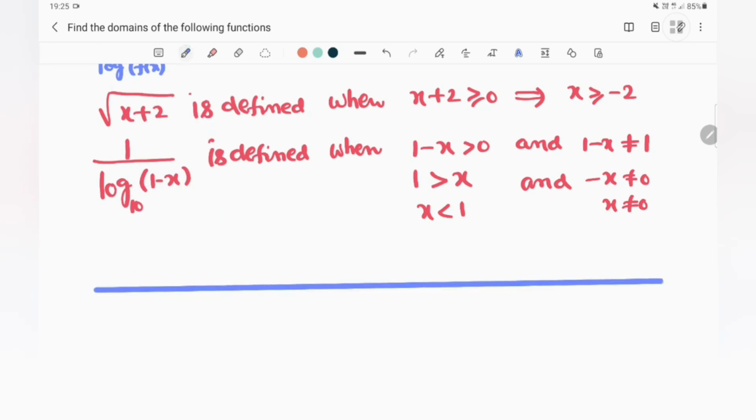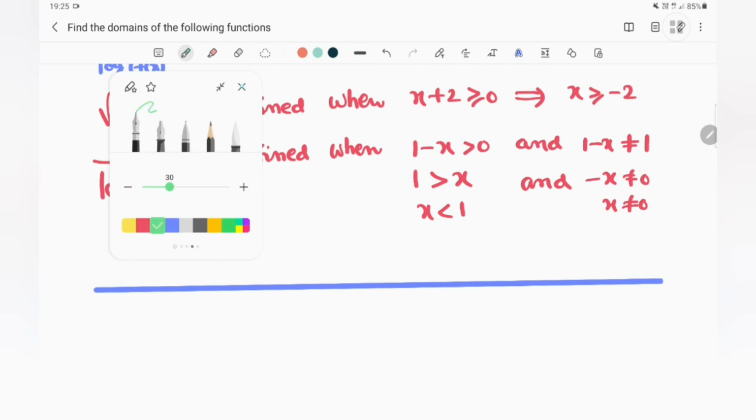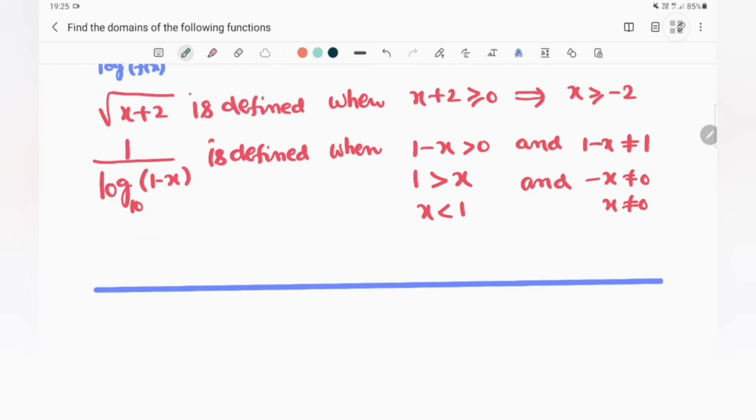This is the real number line. The values we are plotting now: 0, and here minus 2 is also available, here it is minus 2, and 1 will be here.